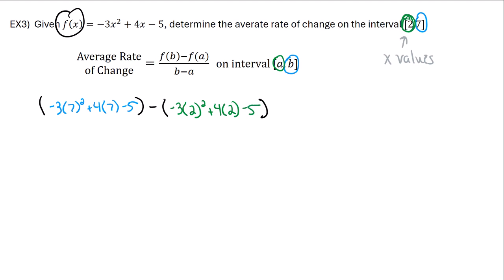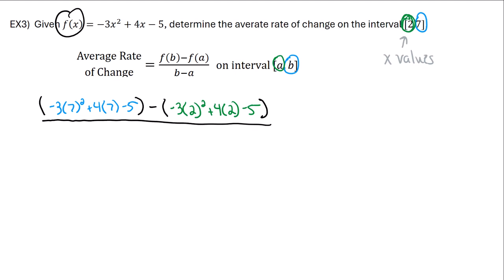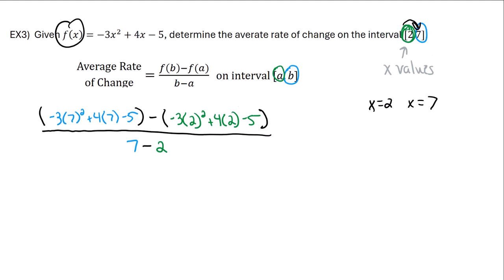So there we have it. We have f of b, which was f of 7, and we're going to take away f of a, which is f of 2. We're going to divide that all by our b minus a. So our b was 7, and we're going to subtract our number 2 there, and that was our a value. So our final step is just to simplify all this.